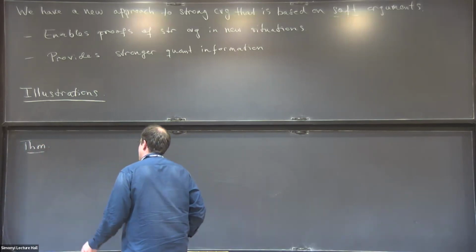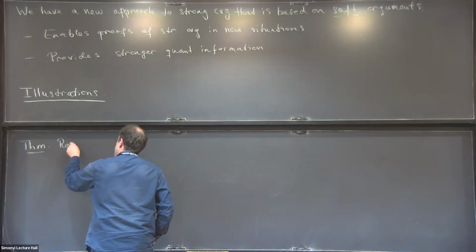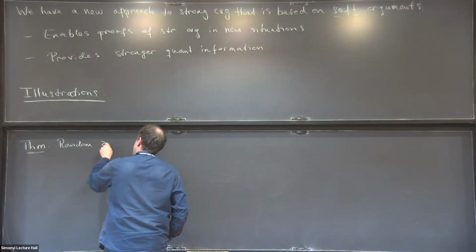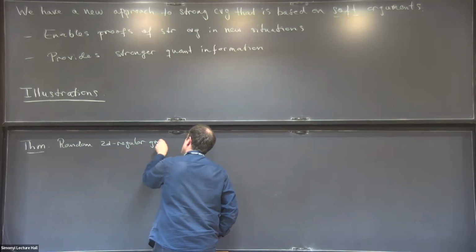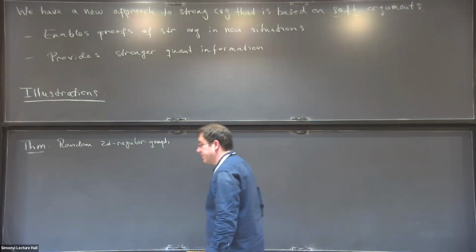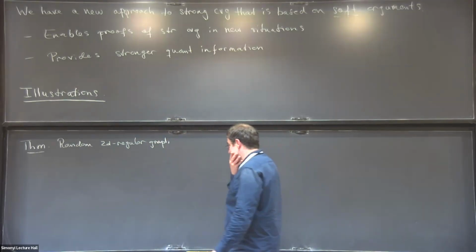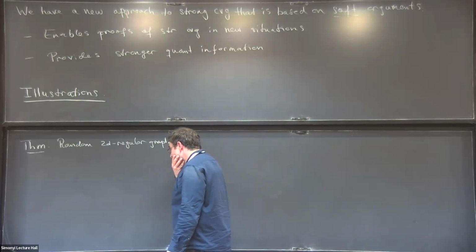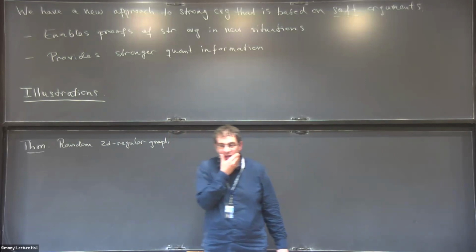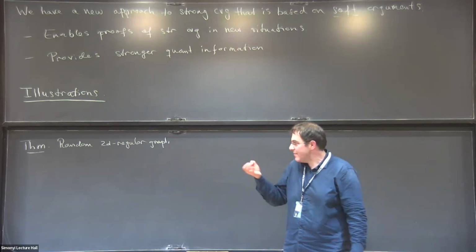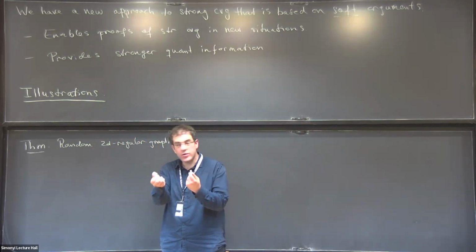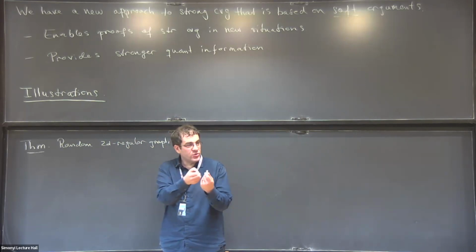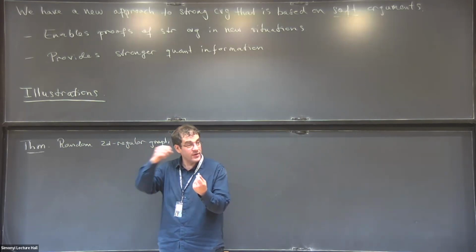So let's take a random 2d-regular graph in the permutation model that I described before. What I would now like to understand is this: we know that lambda 2 of A, the second eigenvalue of the adjacency matrix, converges to 2 square root d minus 1. I would like to understand what the distribution of this random variable actually looks like.